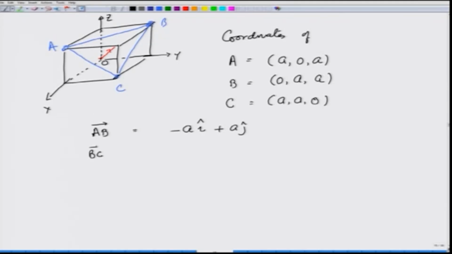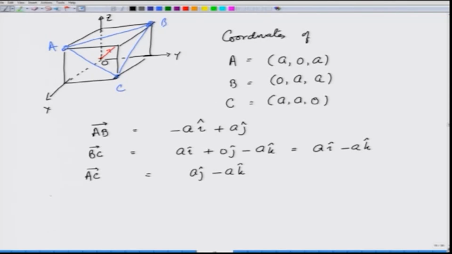Vector BC is going to be equal to coordinates of C minus coordinates of B, and this is going to be A i plus 0 j minus A k. So, I can write this as A i minus A k, and vector AC from A to C is going to be coordinates of C minus coordinates of A, and that is going to be 0 in the x direction, since A minus A is 0, A j minus A k. So, these are the three vectors we have formed.